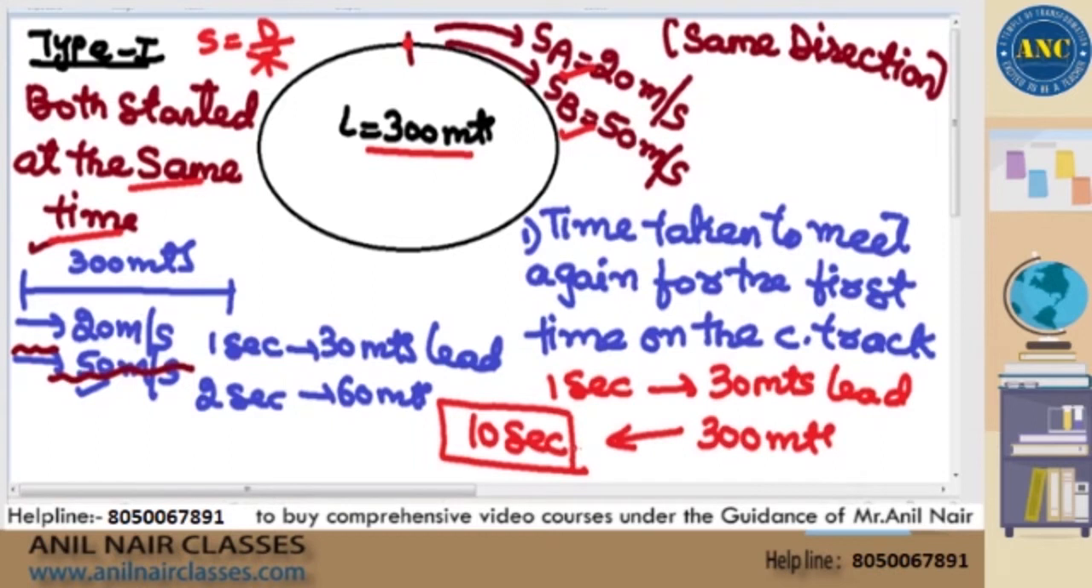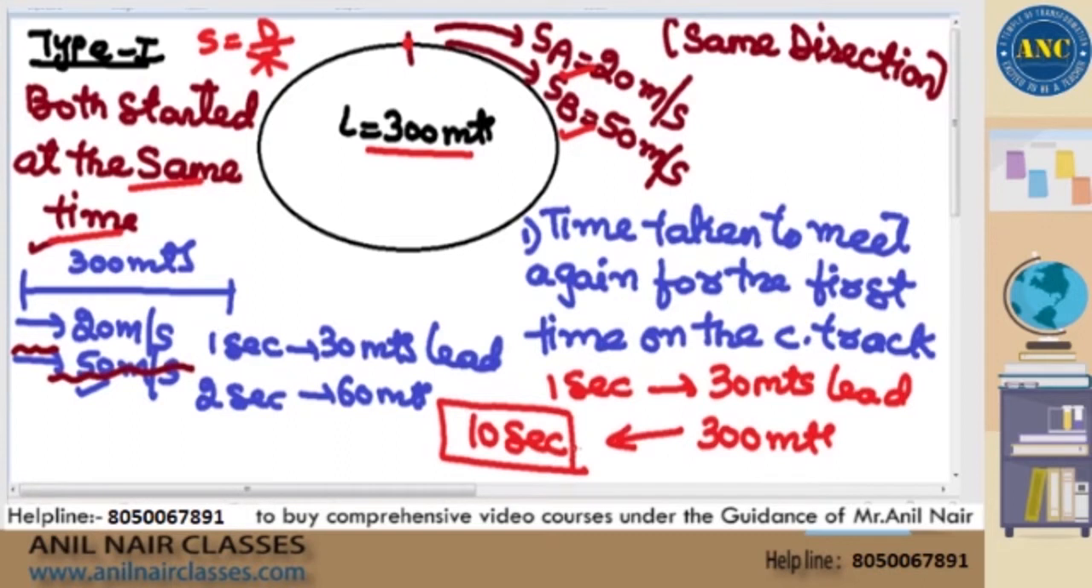You might get a question, sir, how are they meeting? How many times are they meeting? How many distinct meeting points are there? Everything we will discuss. Actually, in a circular track, the second key point is very, very important. First will tell the time. Second will tell how they are moving and how many times they are meeting. Time taken to meet again for the first time on the circular track is 10 seconds.